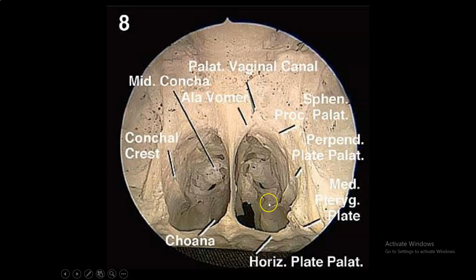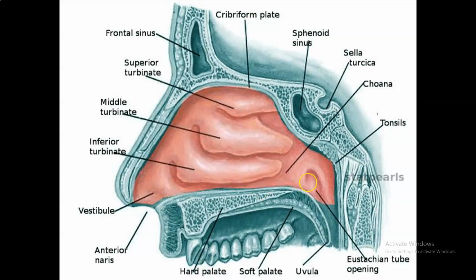If you look with the endoscope inferiorly, you will find this opening. Medially, the nasal septum. Inferiorly, the palatine bone. Laterally, the medial pterygoid plate. If you go above this opening by 2 centimeters, you reach the face of the sphenoid bone. So this is another way to identify the sphenoid face.